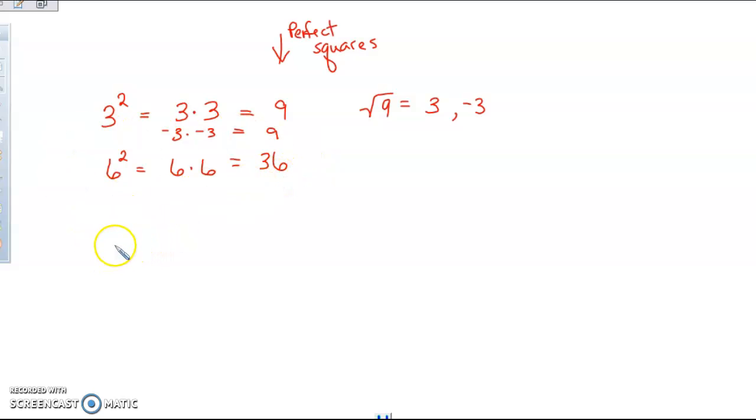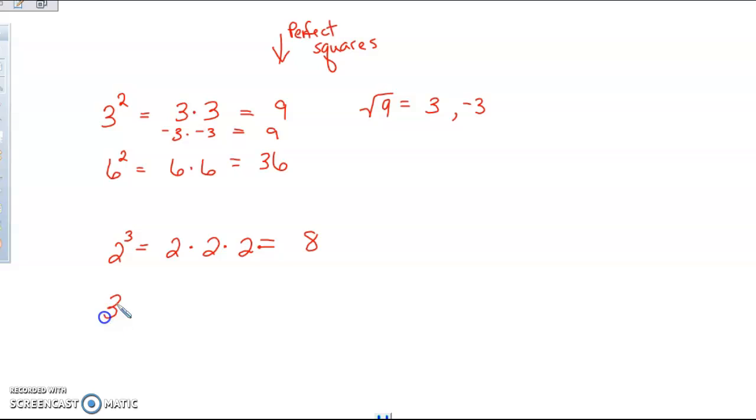If I cube something, so if I have 2 to the 3rd power, that's called cubing. What this is telling me is there's 3 2's being multiplied. So we have 1 2, 2 2's, and 3 2's. 2 times 2 is 4. 4 times 2 is 8.